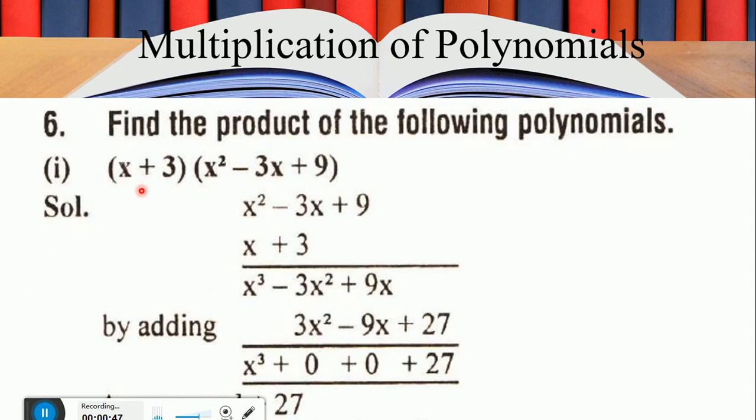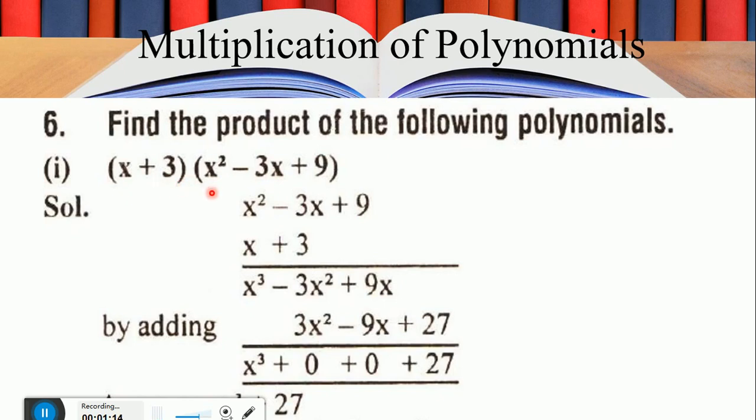There are two polynomials: x plus 3 into x square minus 3x plus 9. The question is: find the product. Product means multiplication. Find the product of the following polynomials. So two polynomials are given and we will multiply these two polynomials.